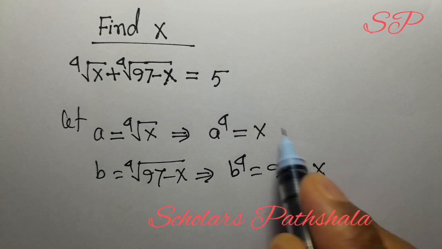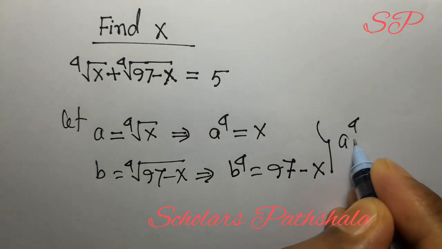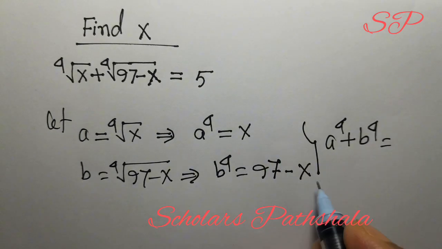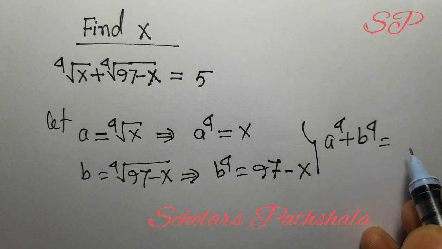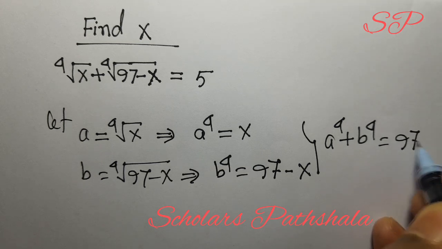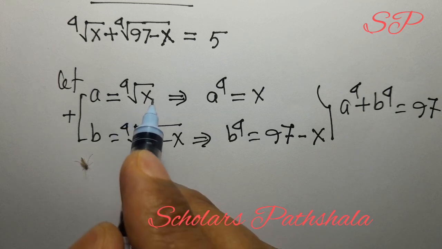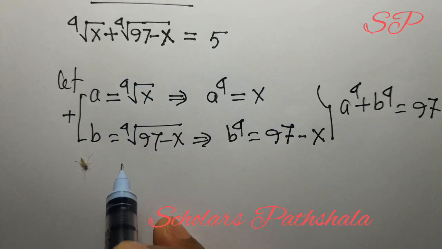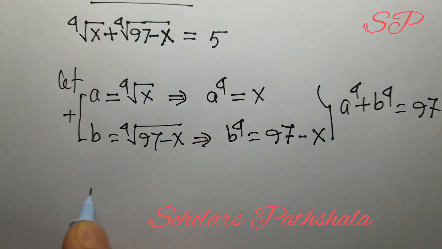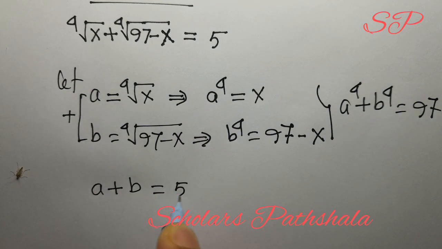Adding these equations, we can write a to the power 4 plus b to the power 4, and plus x and minus x is cancelled, so a to the power 4 plus b to the power 4 is equal to 97. Putting the value of the fourth root of x and the fourth root of 97 minus x from this equation, we can write a plus b is equal to 5.